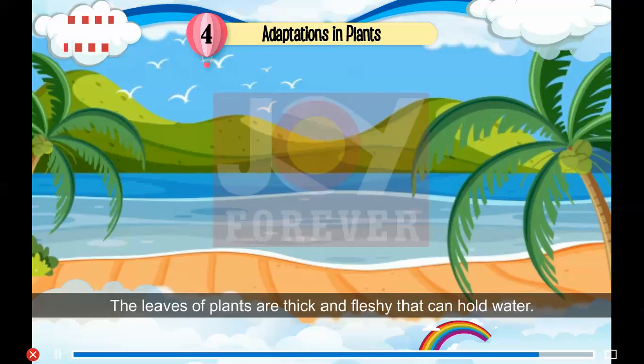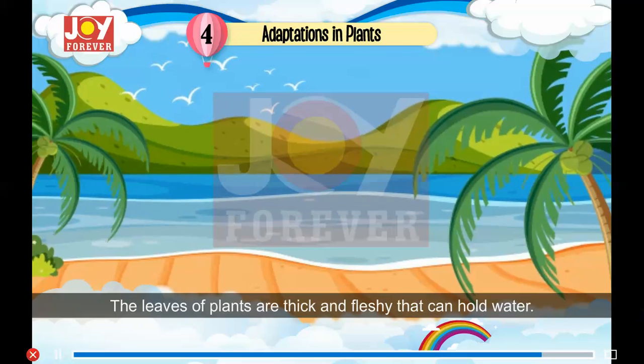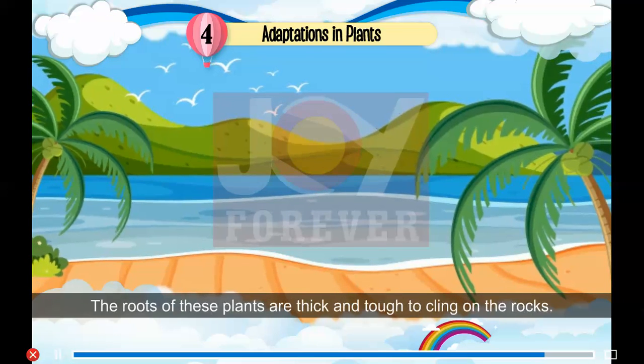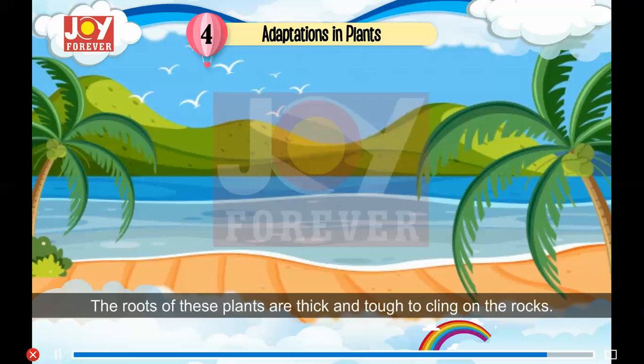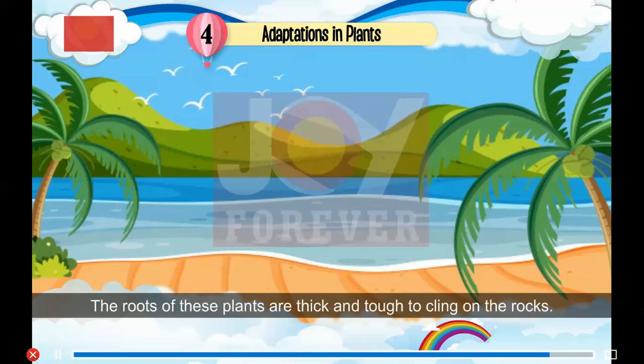The leaves of plants are thick and fleshy that can hold water. 3. The roots of these plants are thick and tough to cling on the rocks.